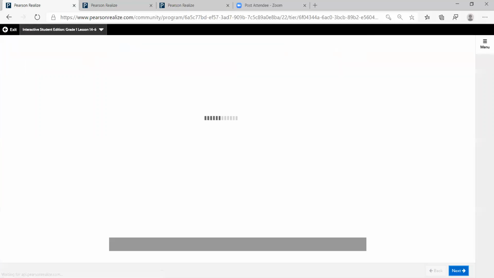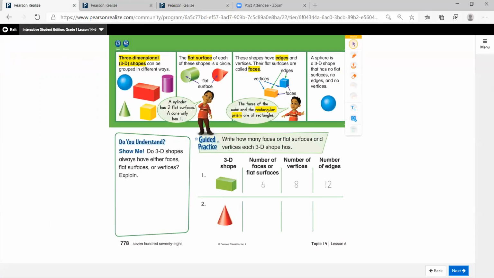Let's take a look at the Do You Understand box. Show me, do 3D shapes always have either faces, flat surfaces, or vertices? Do they always have one of those features? What do you think? Can you think of a shape that does not have faces, flat surfaces, or vertices?